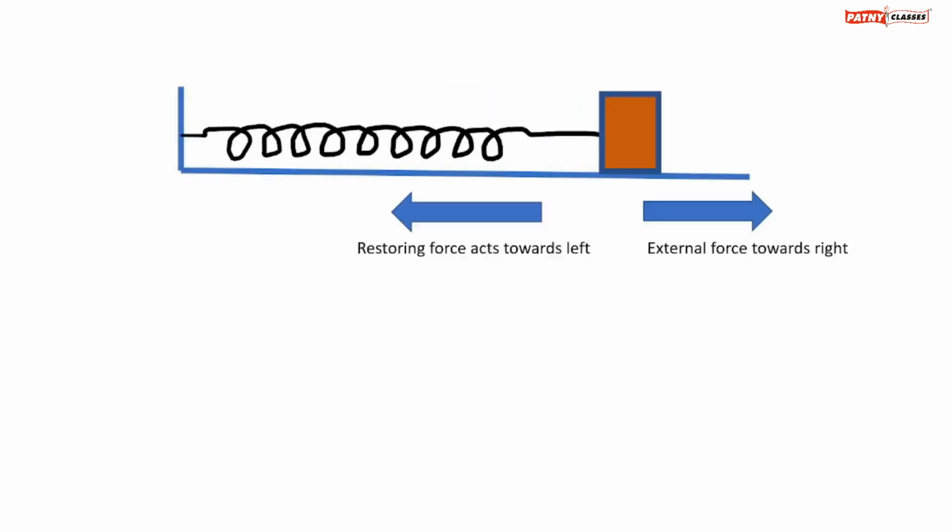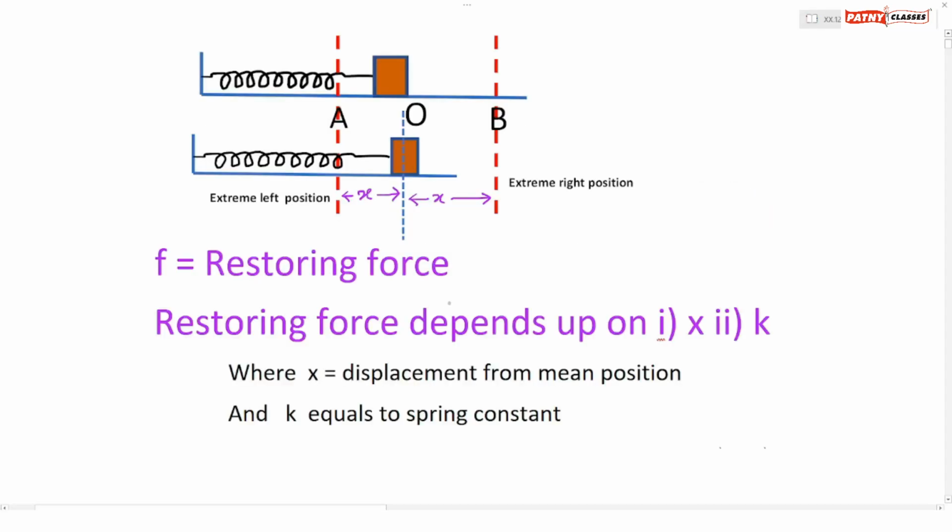So, there are two forces acting on the block. One is the external force that is acting towards the right, and the restoring force that is acting towards the left. Suppose F is the restoring force. This restoring force depends upon two factors. The first one is x. x is nothing but the displacement from mean position, and the second one is k. k is called the spring constant.